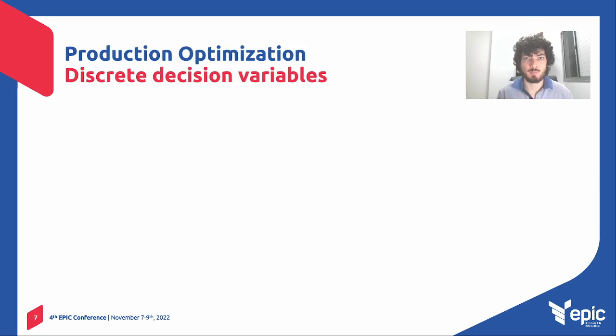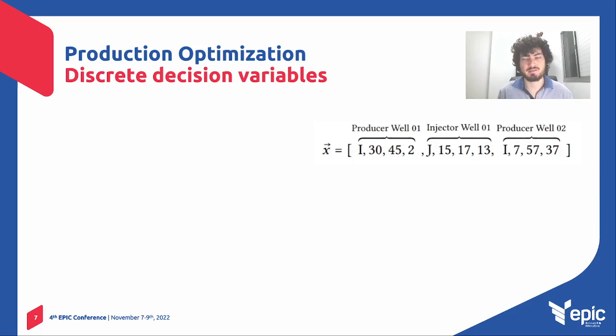In our work, we have been performing production optimization using discrete decision variables. Here is an example of how to model a production optimization using discrete decision variables. We can, for instance, decide for the well direction, if it's horizontal or vertical, the I and J here. And we can add the IJK coordinates that indicate where that well will be drilled.